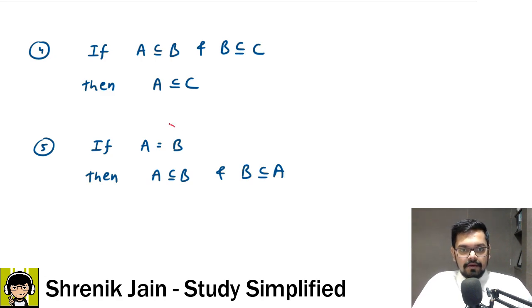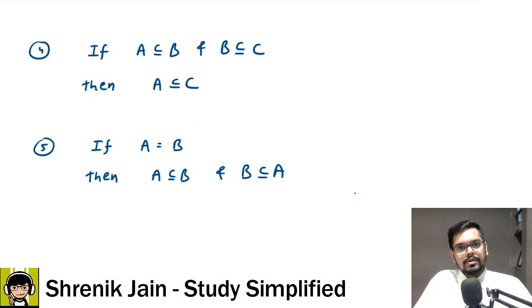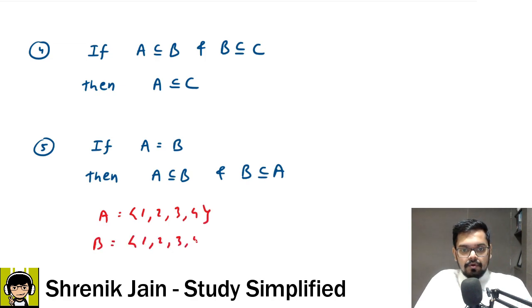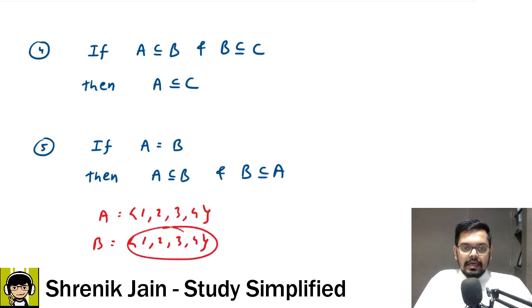Next point is, if A is equal to B, then definitely we can say A is a subset of B and B is also a subset of A. For example, suppose I have A is equal to {1, 2, 3, 4} and B is also equal to {1, 2, 3, 4}. Therefore, they are equal. And we can say that every element of A is present in B, so A is a subset of B, and vice versa. Every element of B is present in A. Therefore, B is a subset of A.